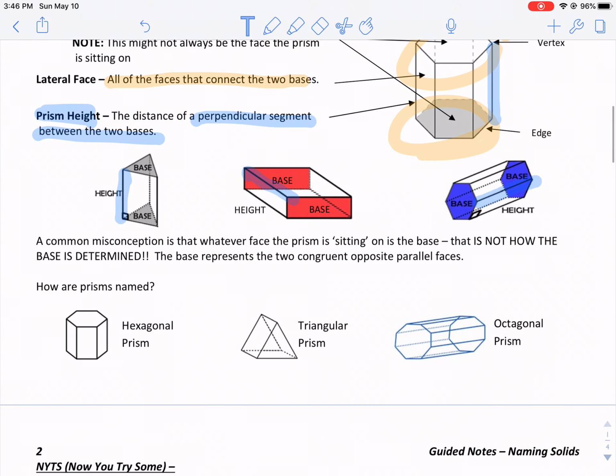All right. Then we have three down here. How we name them is we just take the base. So in this case, it's that shape right there. Well, it has 6 sides, so it's a hexagon. So it's a hexagonal prism because it's a prism.